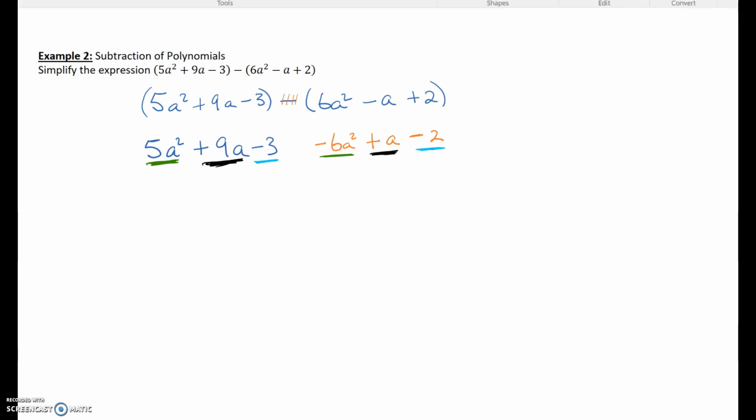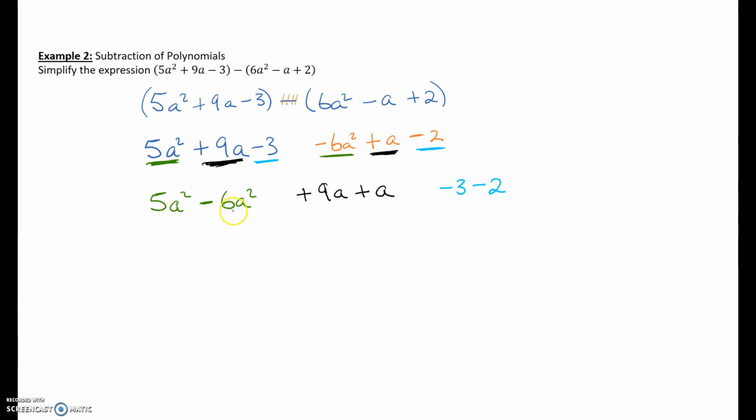And now we're going to group the like terms together. So we have, for the a squareds, we have 5a squared minus 6a squared. For the a's, we have plus 9a and plus a. And for the regular numbers, we have negative 3 and negative 2. Okay. So now we're going to work on each set of like terms.